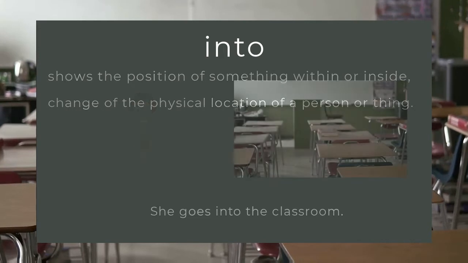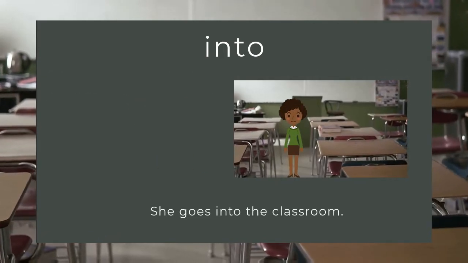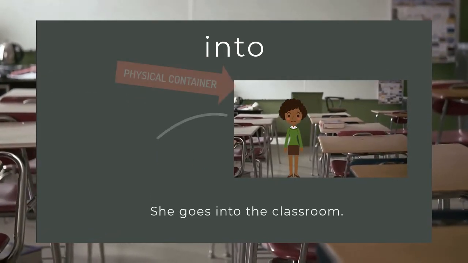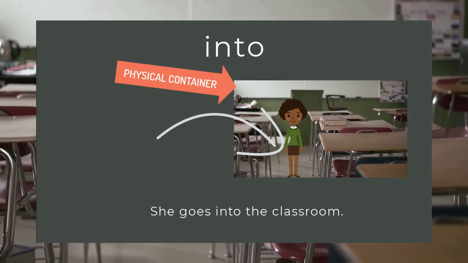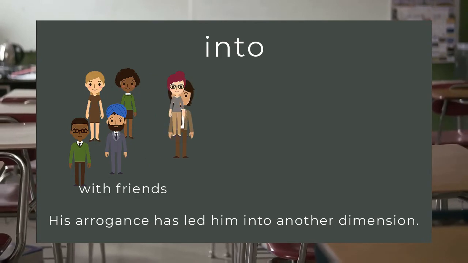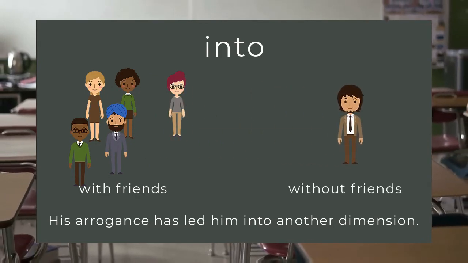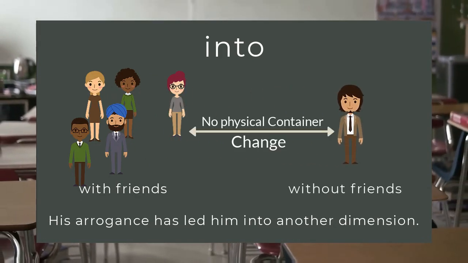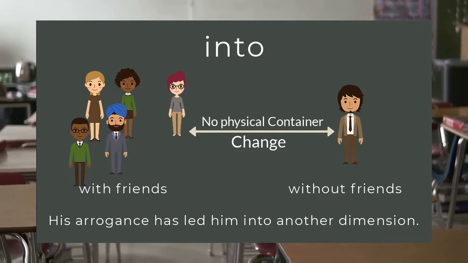For examples, we have: she goes into the classroom. Here, there is an action of going inside the classroom. Or another example: his arrogance has led him into another dimension. We're talking about a change here, right? Within the personality of somebody.